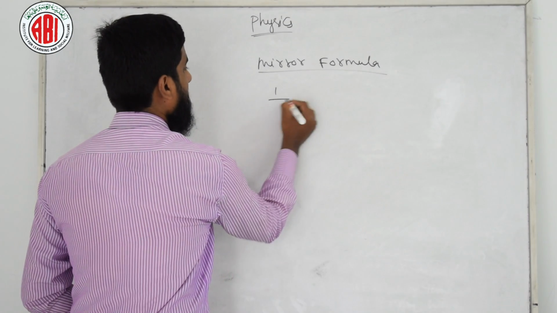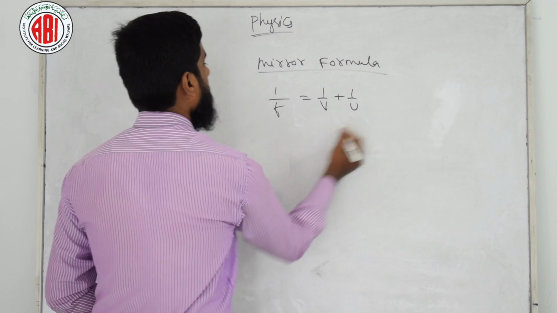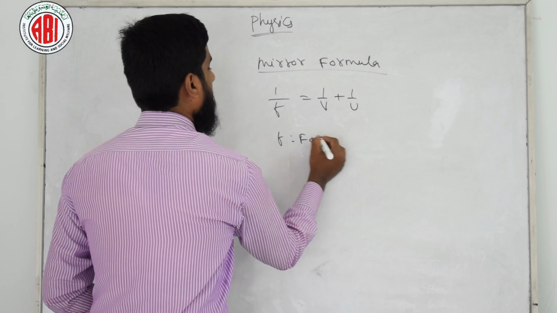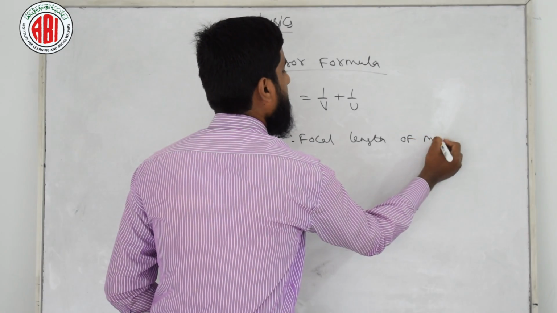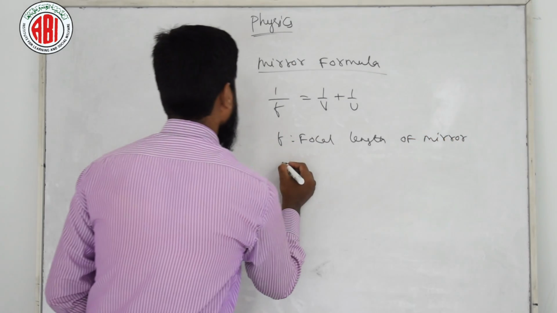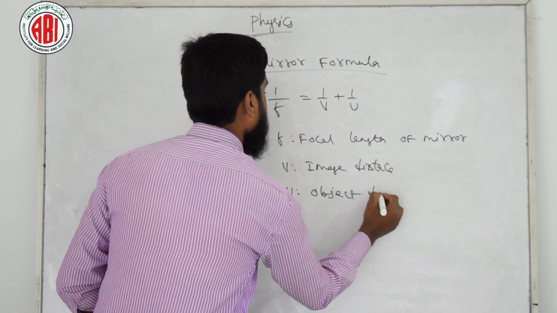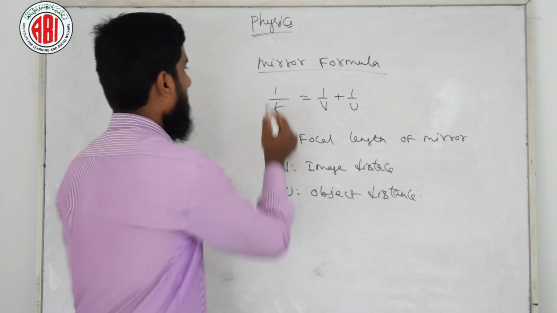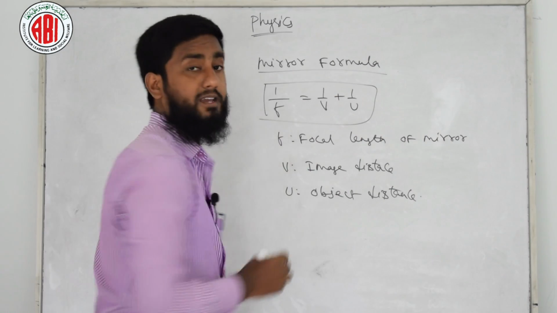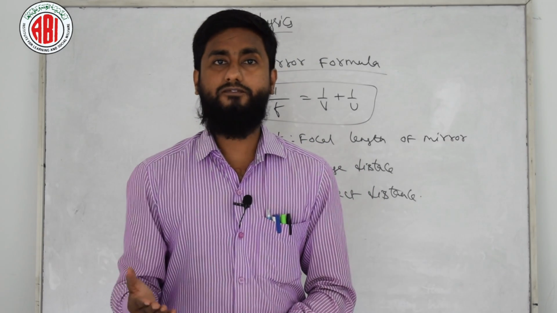The mirror formula is nothing but 1 by f is equal to 1 by v plus 1 by u. Here f is the focal length of the mirror, v is the image distance, and u is the object distance. So this is our mirror formula, and it is applicable for plane mirrors as well as for spherical or curved mirrors.